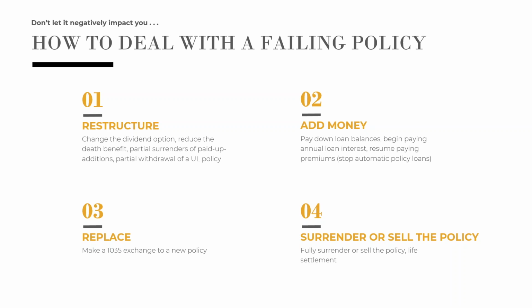What if you have a policy that you no longer like? You had a VUL that's run its course. It's no longer appropriate from your risk tolerance perspective, but you still want a permanent policy. You could do a 1035 exchange, which would mean a tax-free exchange from a variable universal life policy into another permanent insurance policy. The cash value rolls over, tax-free, tax-deferred. There's no taxation on it.